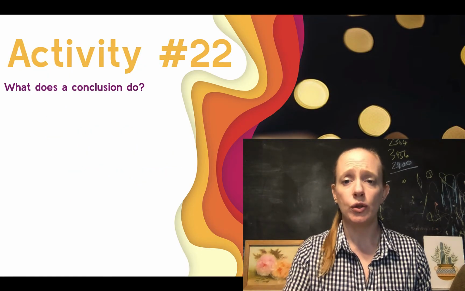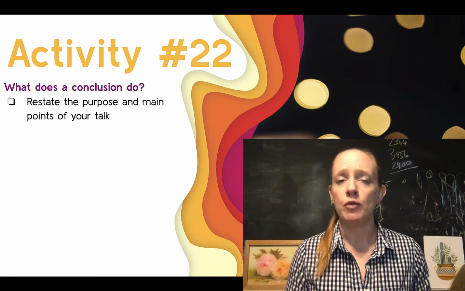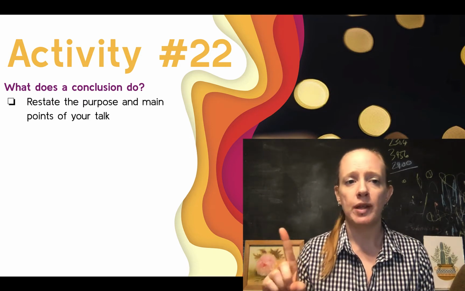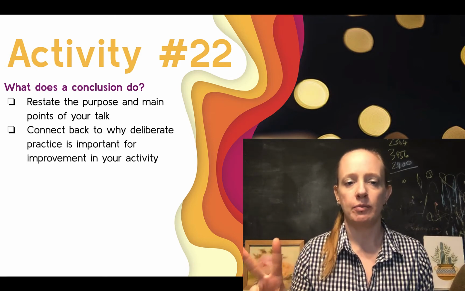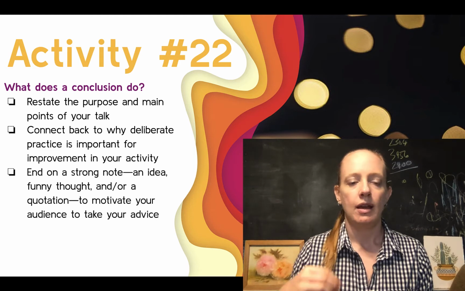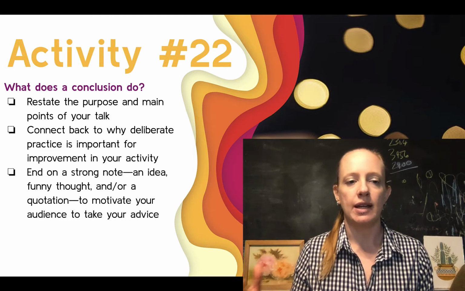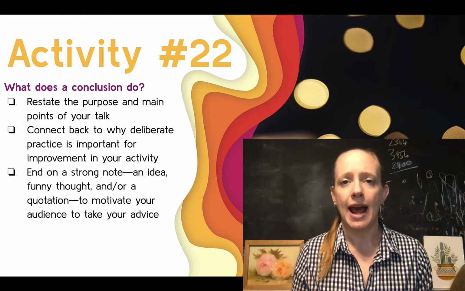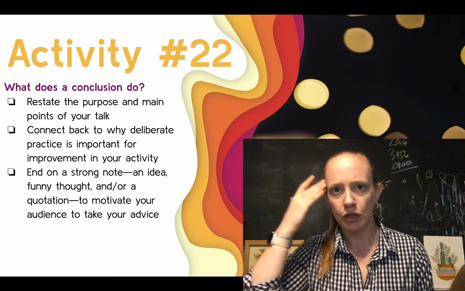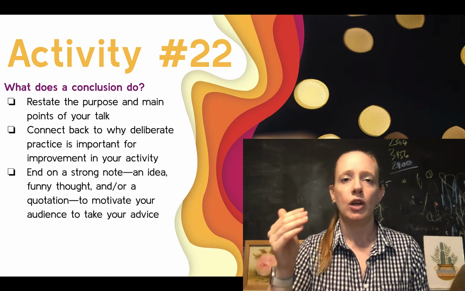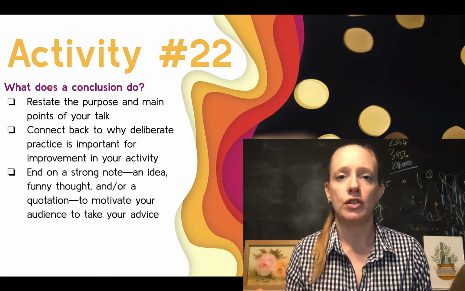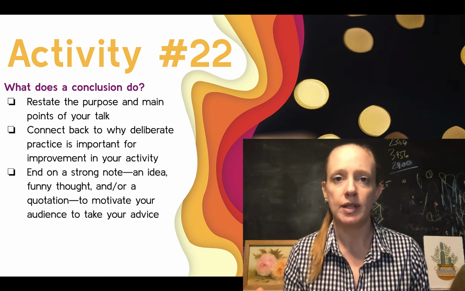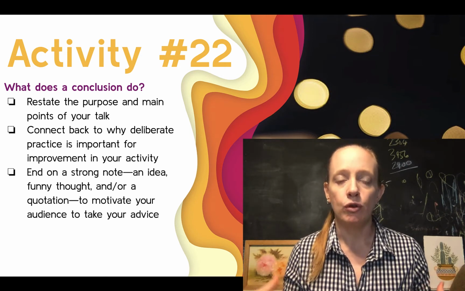So what does a conclusion do? There's really a few main parts. Number one, it restates your purpose and the main points of your talk. Number two, it connects back to why deliberate practice is important to improve in your activity. And then it ends on a strong note. It can be an idea, a funny thought, a quotation, something that will motivate your audience to take action. Because remember, in your head, you're talking to a group of people who are good at what they're doing, but they could become great if they would just do more deliberate practice and follow your tips. So this is really to get them moving in the right direction.